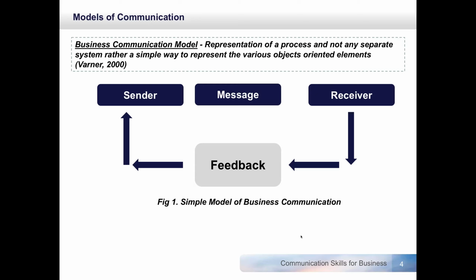So the business communication model is a representation of a process, and it is a process which involves four elements: the sender, the message, the receiver, and in between, when the communication is happening, a bit of feedback which is moved from the sender to the receiver and from the receiver to the sender. And this primarily completes the loop of the process of communication.